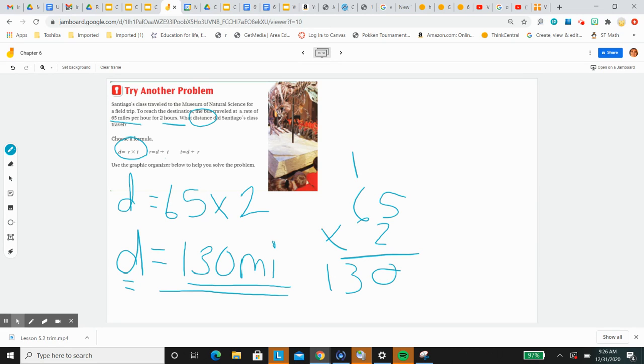All right, boys and girls, today we learned how to use a formula and variables and fill in those numbers from our problem. Look for the clues to tell us what to solve for and to solve the problem.